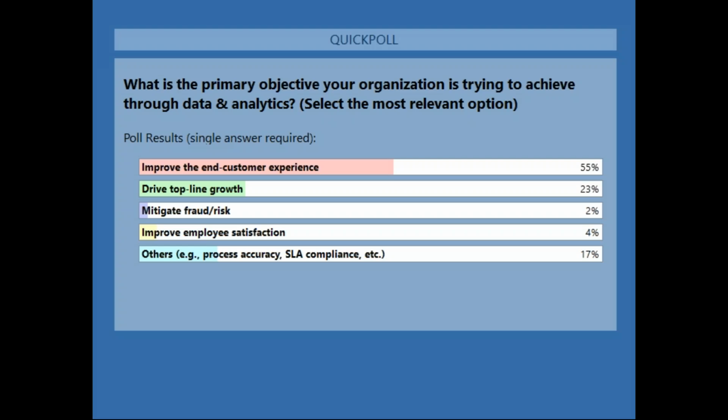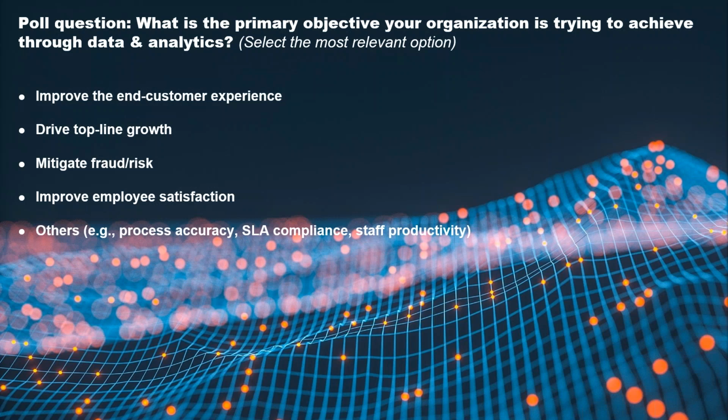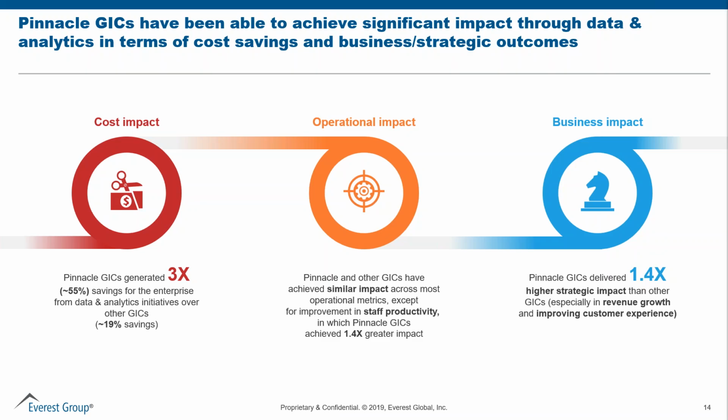Okay, interesting. Over half believe that the primary objective is to improve the end customer experience. And that isn't surprising given the direction we're seeing for data and analytics overall. However, let's take a view on what the broader market is doing in terms of data analytics. On that note, let's talk about the three different types of impact which data and analytics is delivering, and talk about what we see in the market, and that was evidenced by the study.